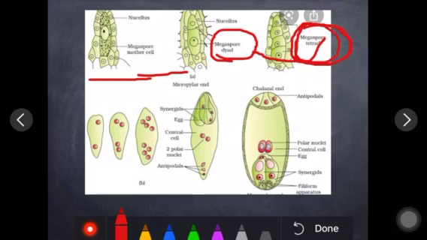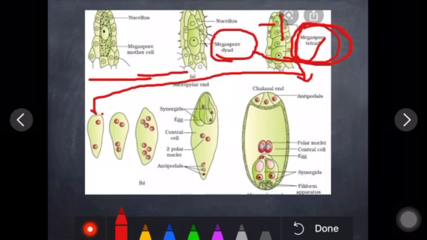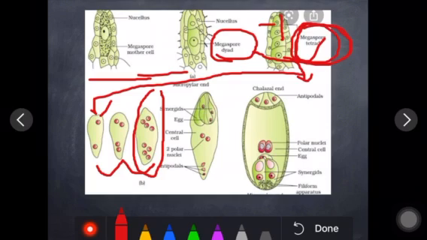Here we'll see that three of the megaspores will get degenerated, and one will be functional and turn into the embryo sac. This is the first stage of the egg. Here we'll see the cells are dividing. When they divide, they turn into 4, and when they divide more, they turn into 8. So a total of 8 cells are there in the ovule.